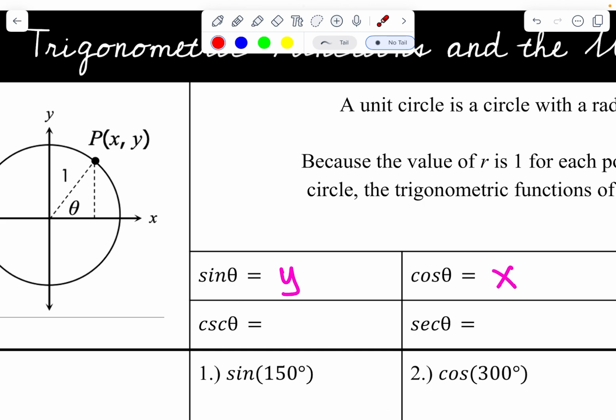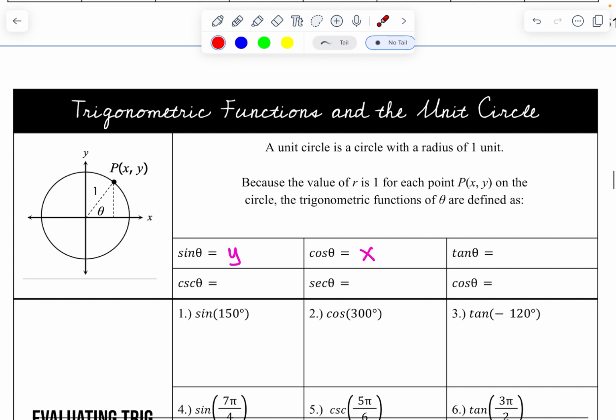So the cosecant of theta would be, hold on, I skipped tangent. Let's go back to tangent. So tangent of theta, well, tangent is always opposite over adjacent, and so this would be the y value of the coordinate pair, how tall it is. The x coordinate would be the length of the space. So opposite over adjacent means that tangent is going to be y divided by x.